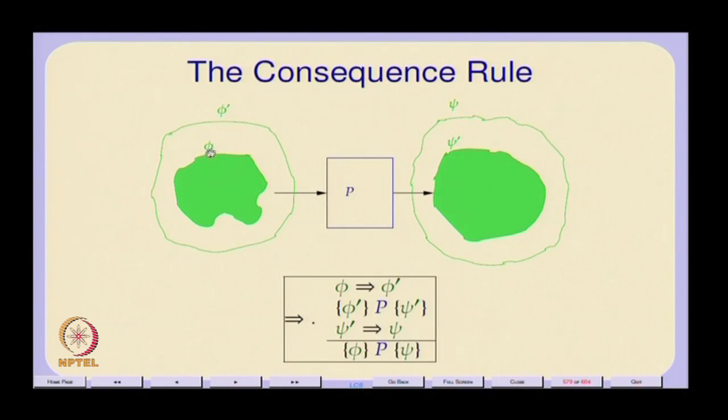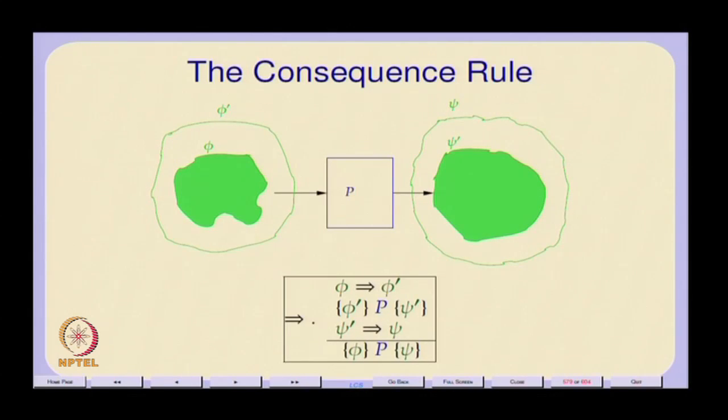So, if phi implies phi prime, then phi is stronger than phi prime. Yeah. So, if I can prove that from a larger subset of states, I am always guaranteed to go to a smaller subset in the output, then I can claim that from this smaller subset, I am always going to some element in this larger set, right.